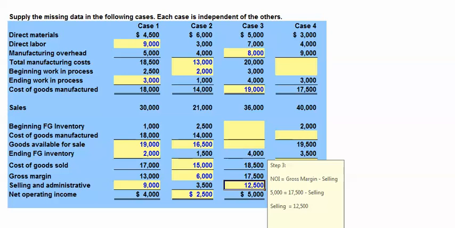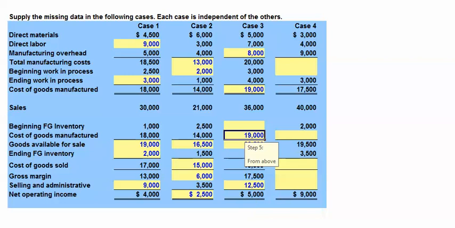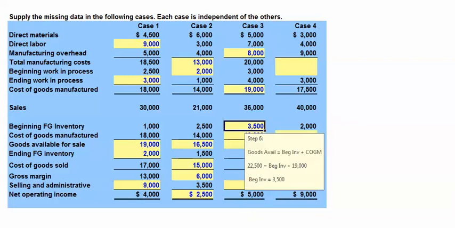Moving up, our fourth step then will be to solve for our goods available for sale. Our goods available for sale has to equal our ending inventory of $4,000 plus our cost of goods sold, which is $18,500. Goods available for sale is $22,500. Next, we'll pick up our cost of goods manufactured from above, which was $19,500, and this allows us as a last step to solve for beginning finished goods inventory, and we get $3,500.